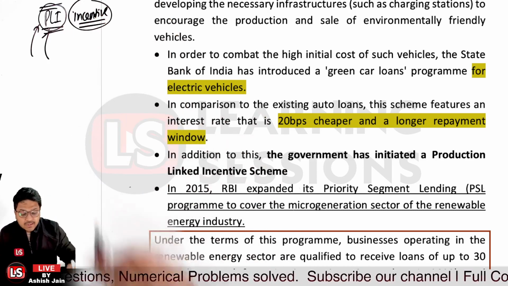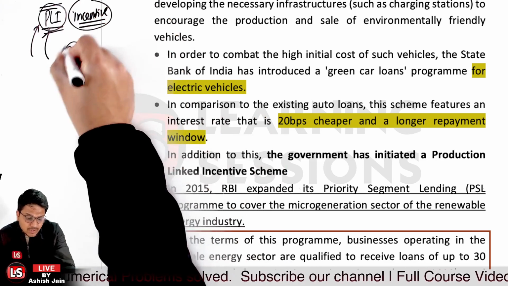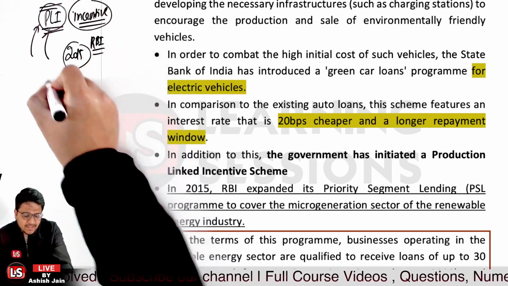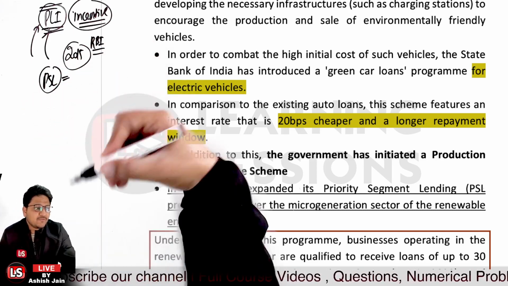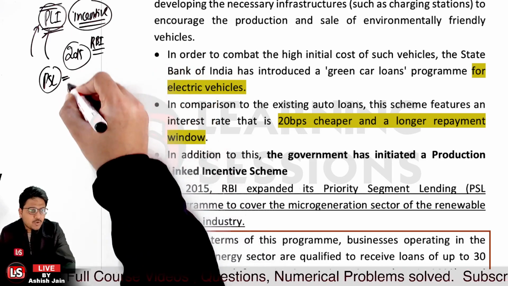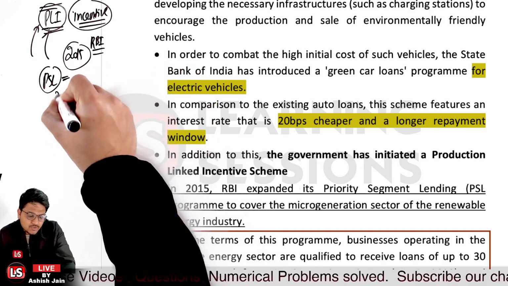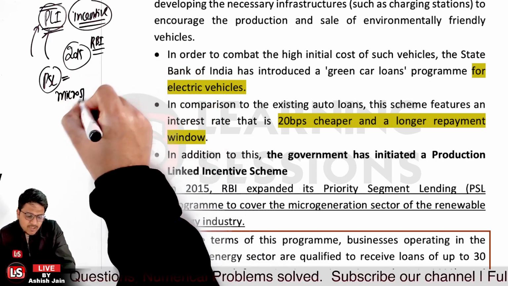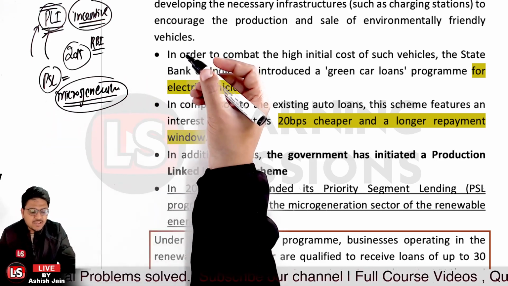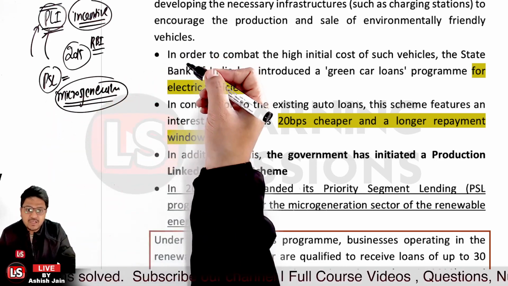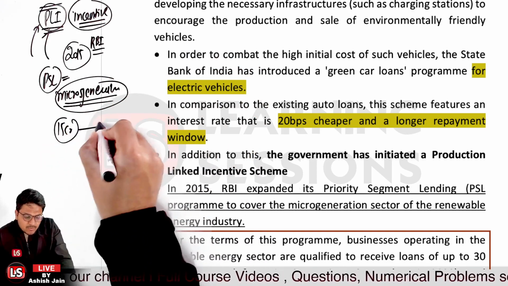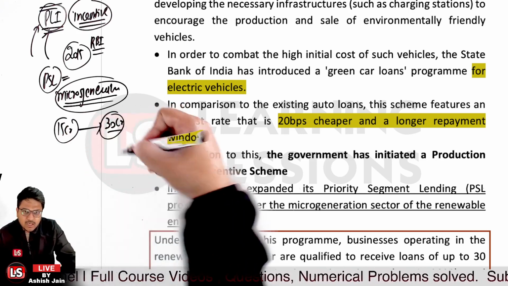And further in 2015, the Reserve Bank of India also made changes to the priority sector lending. Priority sector lending will cover the micro generation sector. So the micro generation sector, if you're generating electricity at your place also, will be covered under the renewable energy industry. If you're a corporate, then the amount was doubled. Previously it was 15 crore, which was doubled to 30 crore, that you can get the loan up to 30 crore, which will be accountable to PSL.